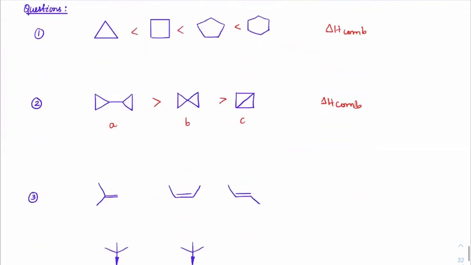Next, in the next case here, we have isobutene, cisbutene and transbutene. We just learned what the combustion order should be. If you check out A, B, C here, the most unstable form is which one? B. So that will have more combustion energy, then C, then A: B, C, A.